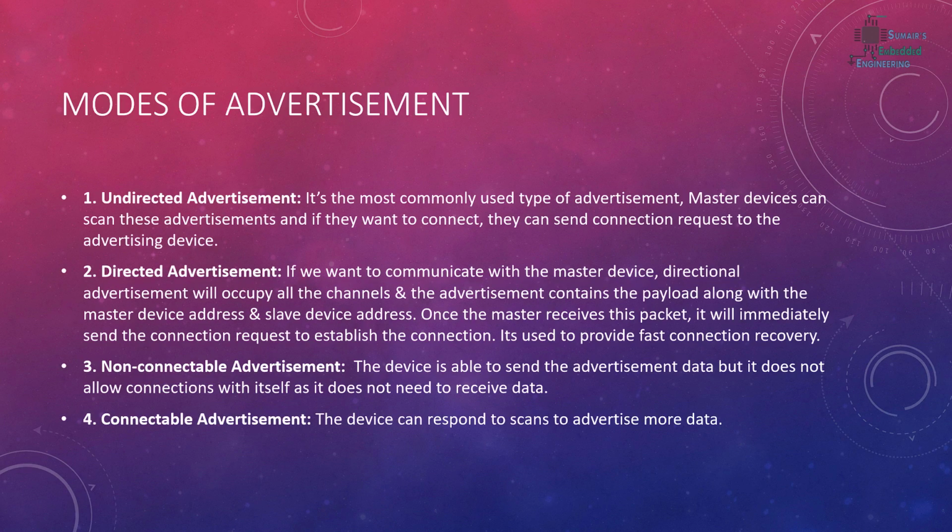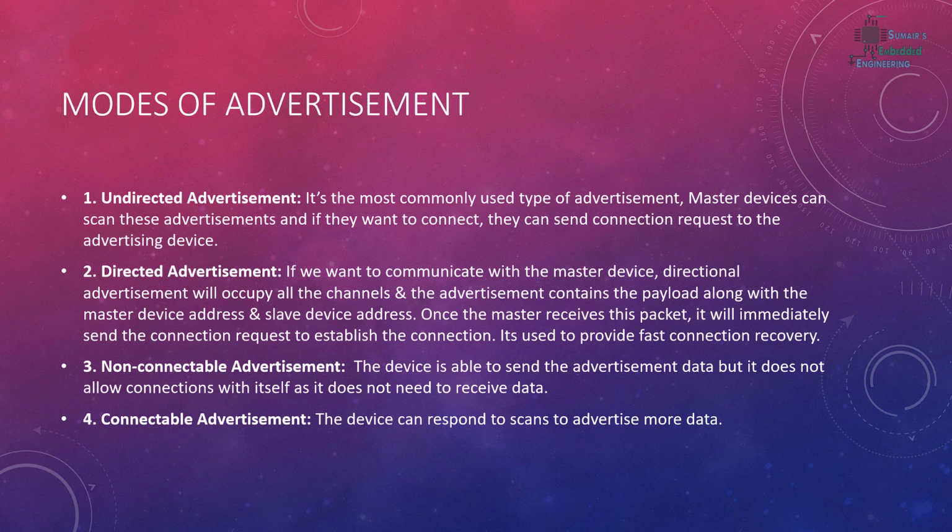So what are undirected advertisements? Basically it's the most commonly used type of advertisement. The master device can scan these advertisement packets, and if they want to connect with the devices, they can connect. These are the general advertisements, or basically undirected advertisements. So I name them general advertisements.